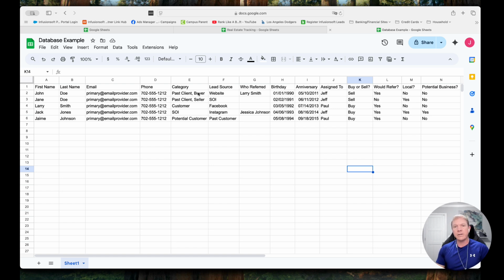All right, then we have category. Category could be called tags. It could be called buckets. A lot of different systems handle those differently. The idea with category is just a way to classify who they are.